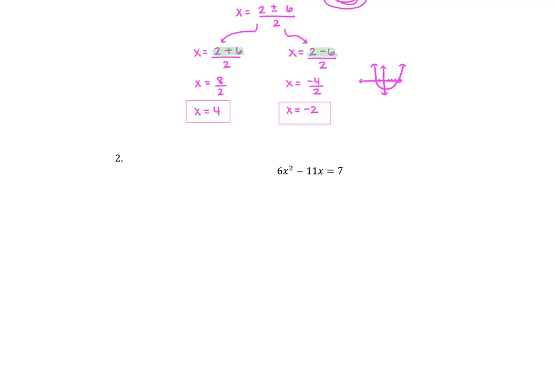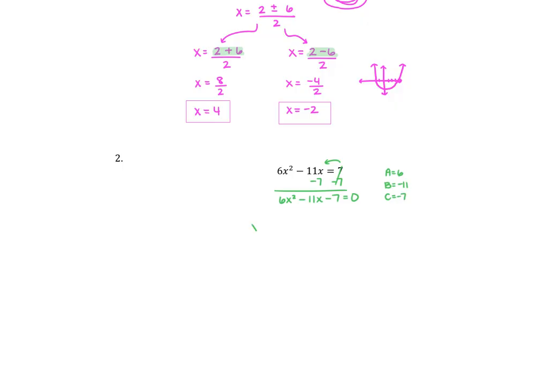All right, let's try another one. Looking at this equation, it is not set equal to 0, so that's the first thing I'm going to have to do is move this 7 over by subtracting 7. That gives me 6x squared minus 11x minus 7 equals 0. Identify your A, B, and C values. So A is 6, B is negative 11, and C is negative 7.